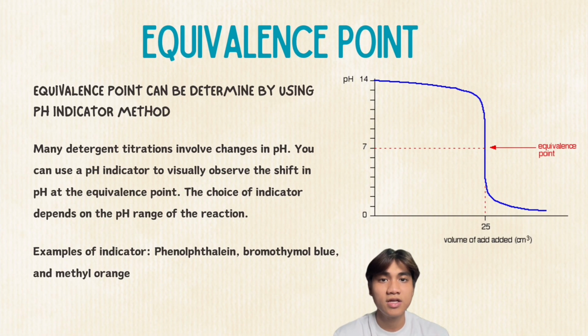As for the equivalence point, it can be determined by using pH indicator method because a lot of detergent titration involve the change in pH. The diagram shows where the equivalence points in the titration reach when the pH is equal to 7. It happens when the titrate added is completely neutralize the analyte solution that include a few drops of the indicator. For example of the indicator are phenolphthalein, bromothymol blue, and methyl orange.